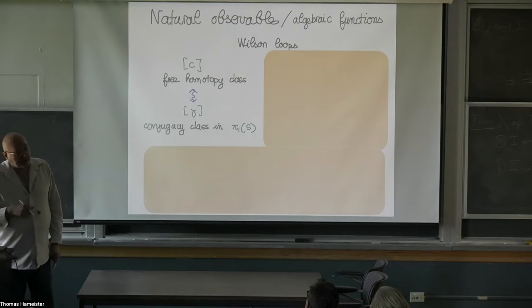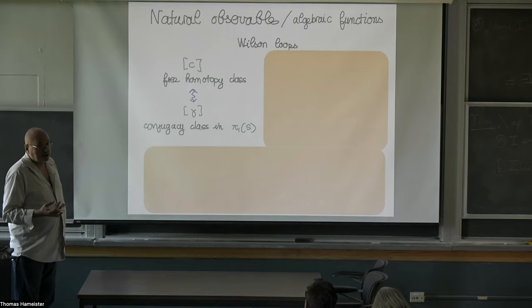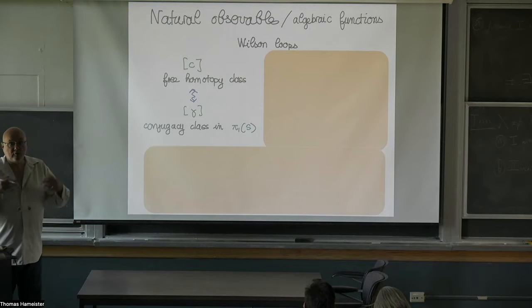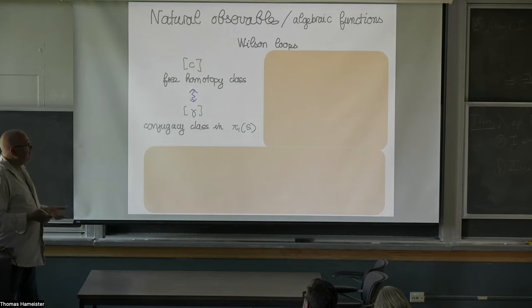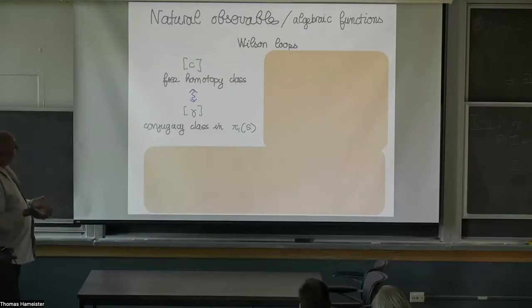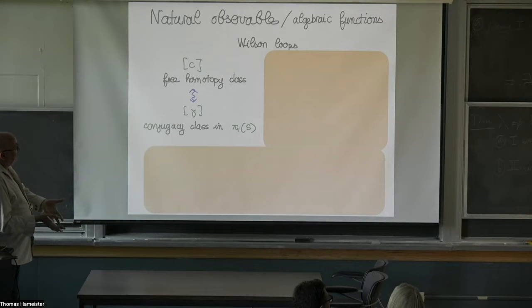Now, when you have something with a Poisson structure, what you like is to have a natural subset of observables, a natural subset of functions. Here, this is an algebraic manifold, so you may consider the space of algebraic functions, and in most cases they are essentially generated by what are called Wilson loops, which is what we call characters.